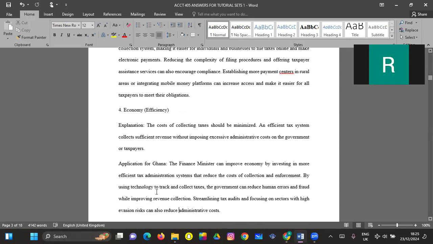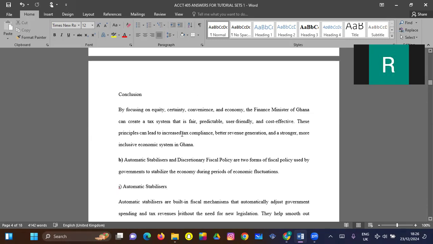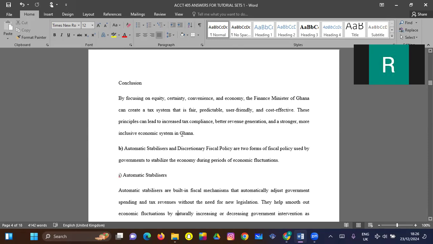So the way the finance minister can improve is by investing in more efficient tax administration systems that reduce the cost of collection and enforcement. By using technology to track and collect taxes, the government can reduce human error and fraud while improving revenue collection. Streamlining tax audits and focusing on sectors with high evasion risks can reduce administrative costs. So you can also bring in a conclusion and stuff.